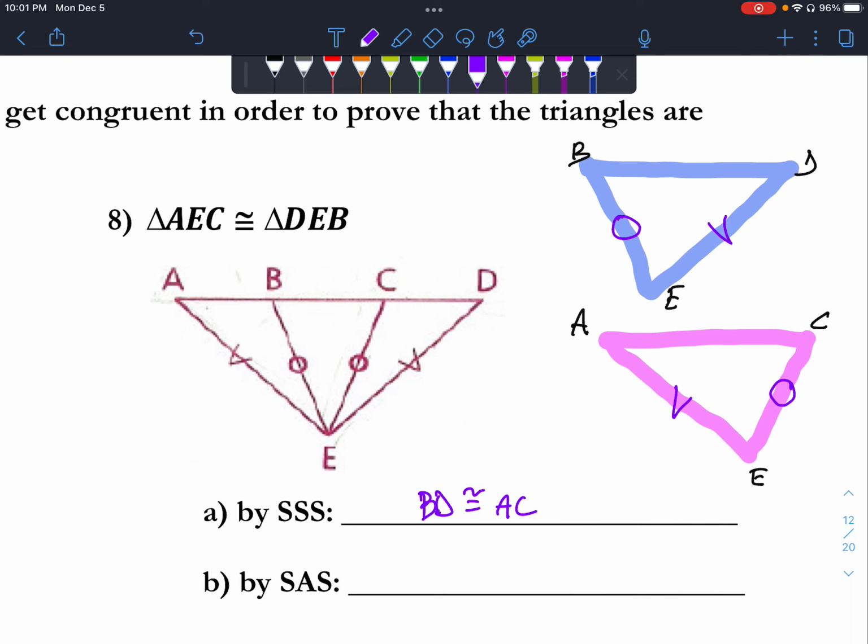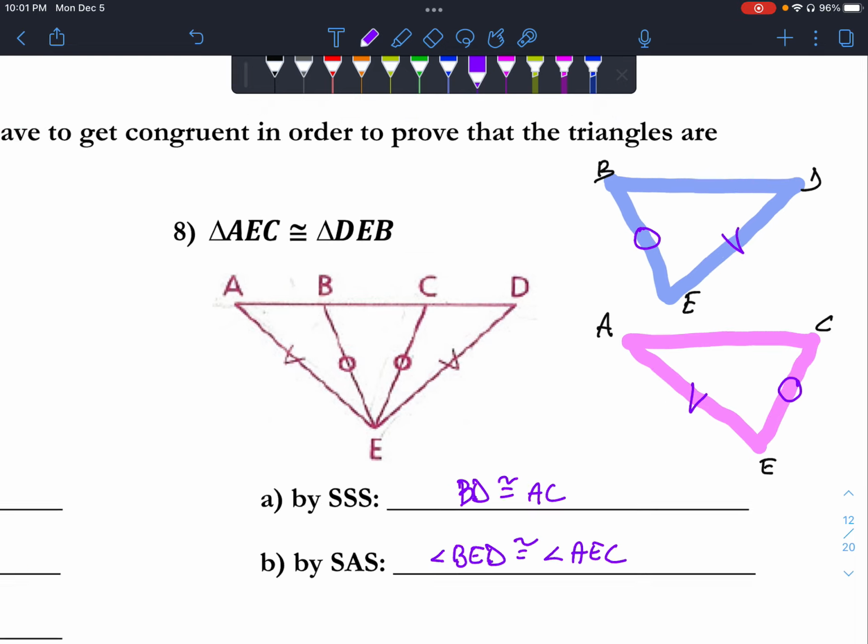And then for side angle side, we have the two sides already. We would just need the angle that is included in between them. And in this case, I would need angle E. Notice though, we'd have to name it, there's a lot of angles at E. So technically, I would probably name it something like angle BED. It has to be congruent to angle AEC. So those are usually the fun ones.